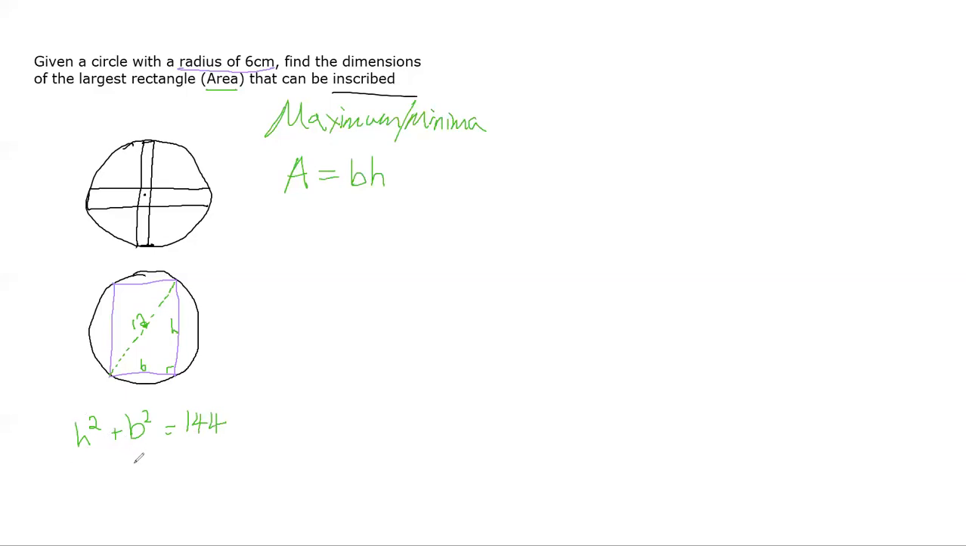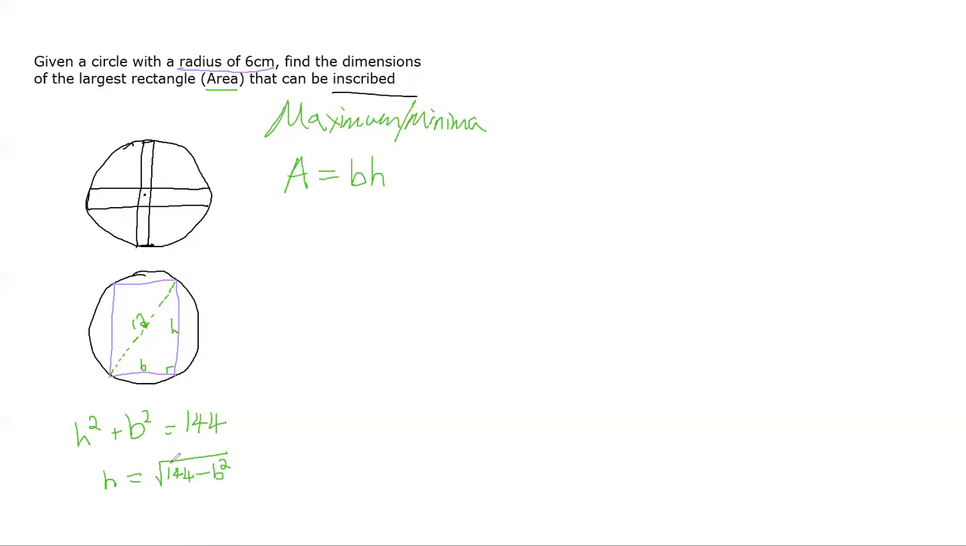So what we'll do there is solve for a variable. We can pick b or h. I'm going to go with h. I'm going to skip a couple of steps. We're going to move the b squared over and then square root both sides, right? So we're going to get h equals the square root of 144 minus b squared.